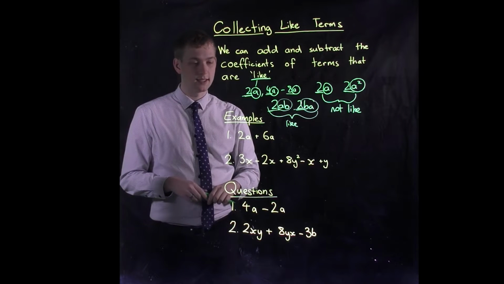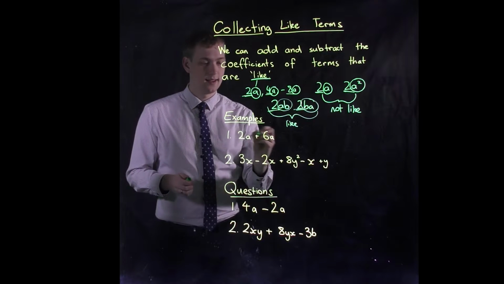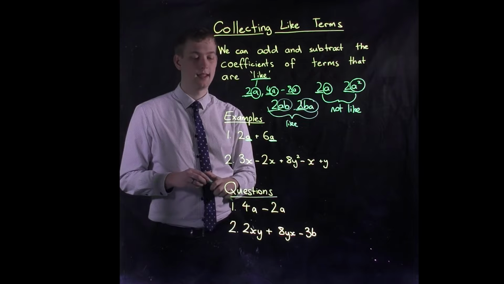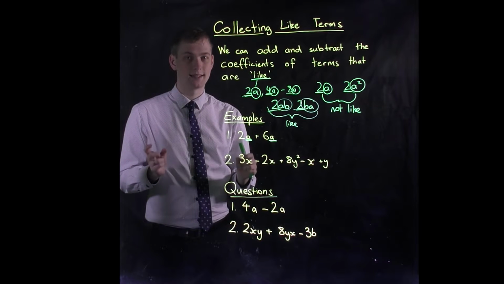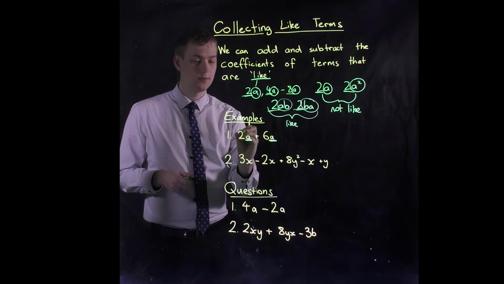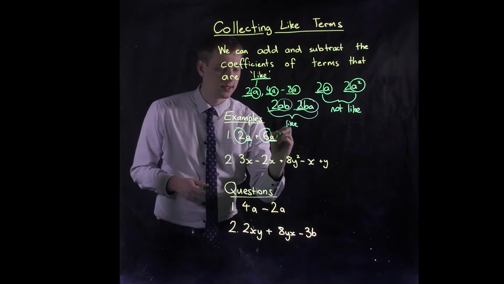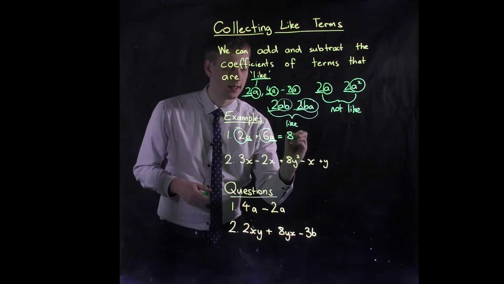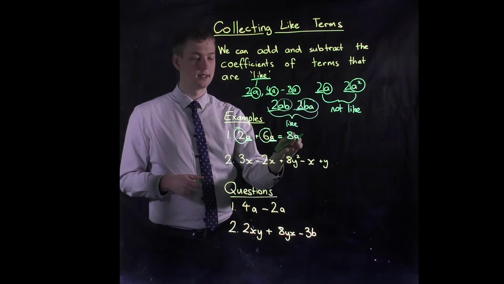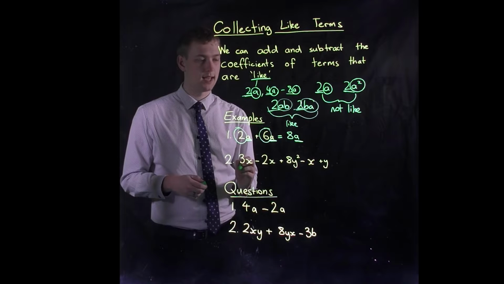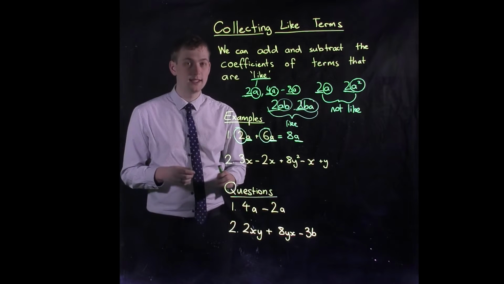So for the first question, we're asked to add 2a and 6a. Now we look here and we see that the algebra after the coefficients is exactly the same. So what we're going to do is we can then add their coefficients because they're like terms. So this is going to become 2 plus 6, which gives us 8, and then we just keep the like term at the end. So this becomes 8a.